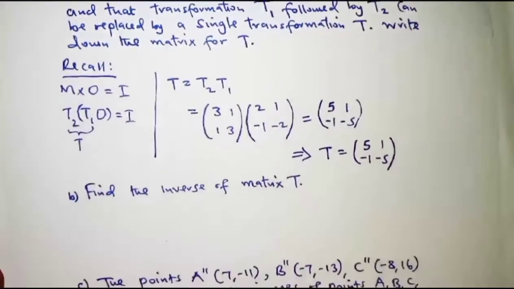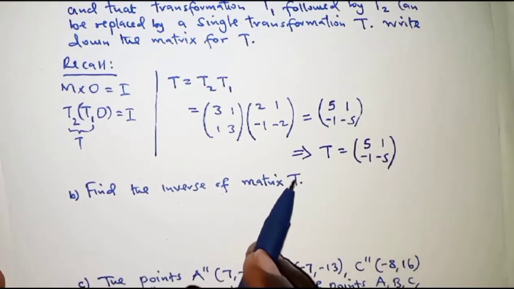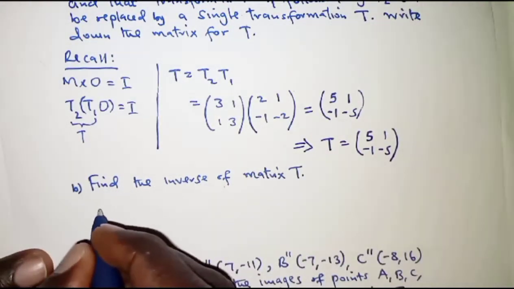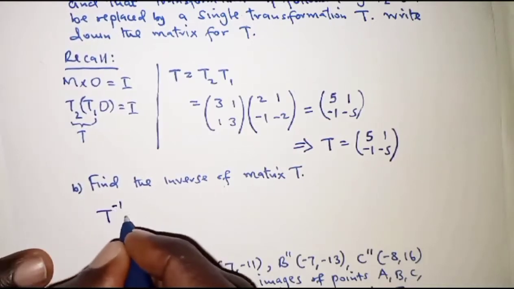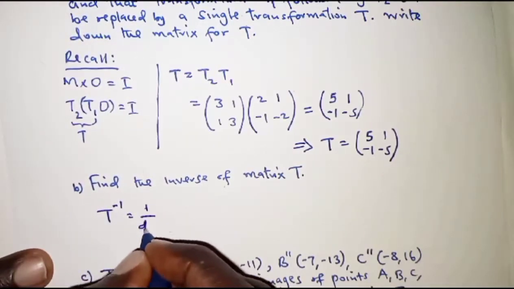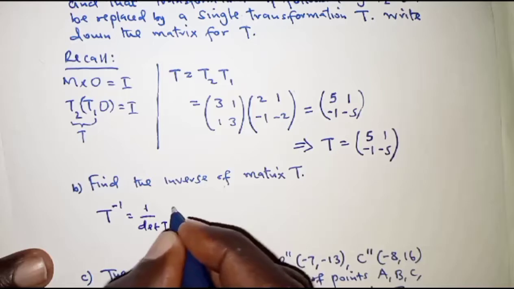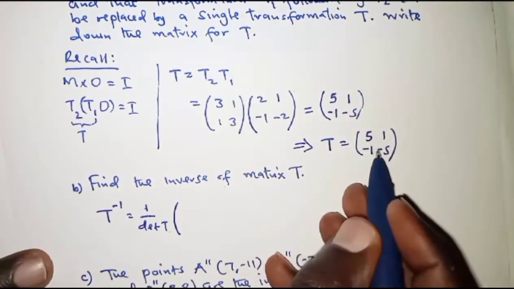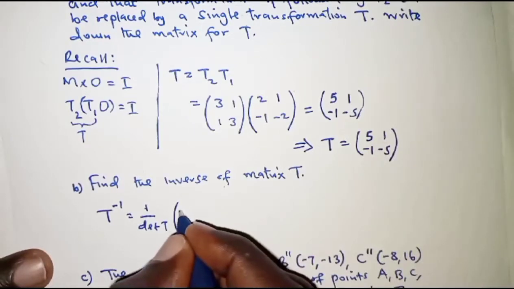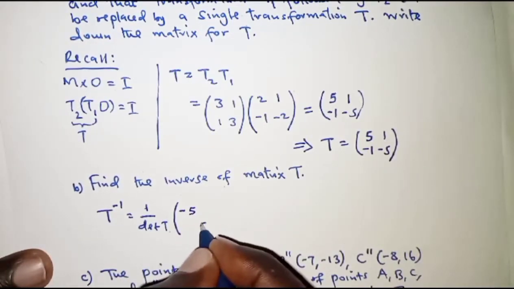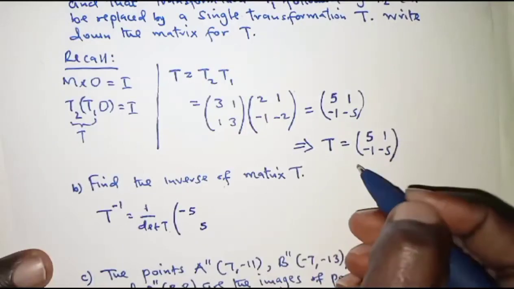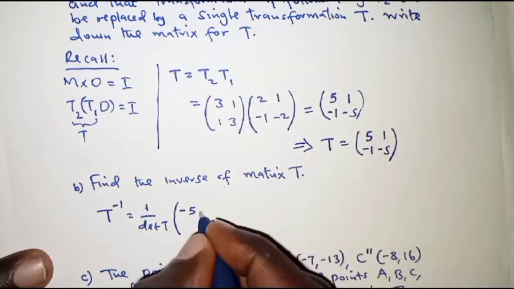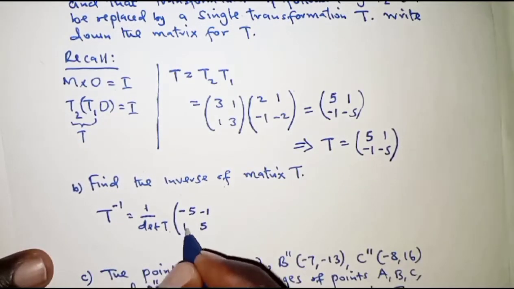The next step, we are asked to find the inverse of T. So in order to find the inverse of T, we are simply going to have T inverse equal to 1 over the determinant of T multiplied by the matrix. So we are going to switch the positions of negative 5 and 5. So we have negative 5 here and 5 there. And then in the second diagonal, we are going to negate the values. So 1 becomes negative 1 and negative 1 becomes 1.